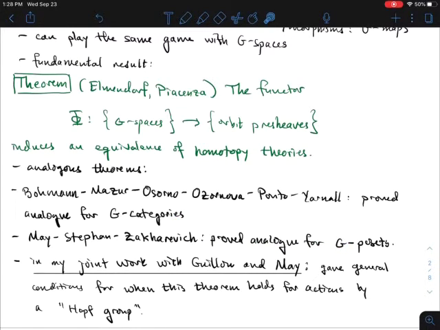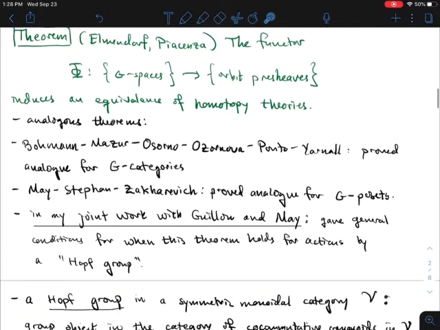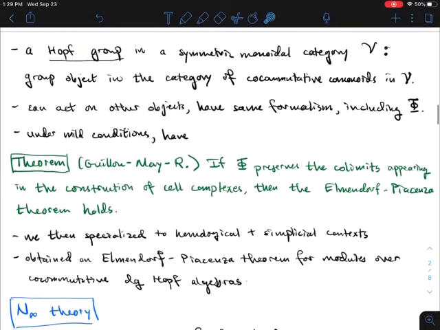In my joint work with Guillou and May, we gave general conditions for when the Elmendorf-Piacenza theorem holds for actions by a Hopf group. Now, a Hopf group in a symmetric monoidal category V is a group object in the category of cocommutative comonoids in V. Hopf groups can act on other objects just as groups can, and we have the same equivariant formalism that we're used to, including this functor Φ.